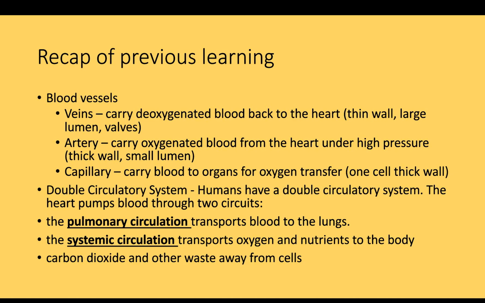Then looking at the double circulatory system. So here, humans have a double circulatory system. The heart pumps blood through two circuits. You should have mentioned the pulmonary circulation, which transports blood to the lungs, and something called the systemic circulation, which we may not have termed exactly like that, but is the separate part which transports oxygen and nutrients to the body. Okay, and it also transports carbon dioxide and other waste away from the cells.